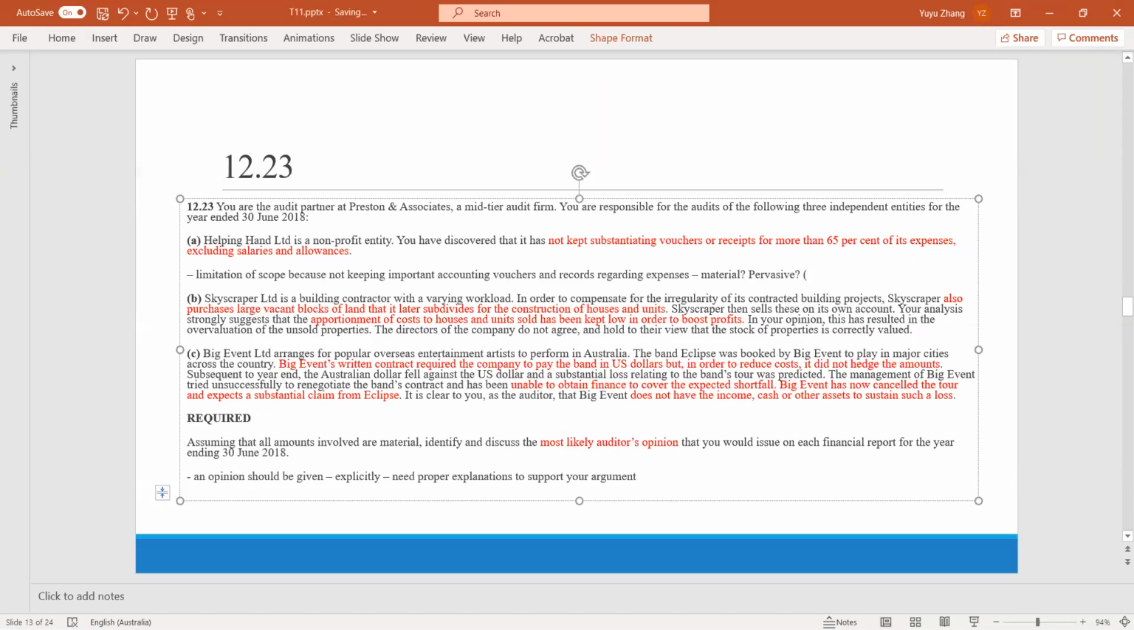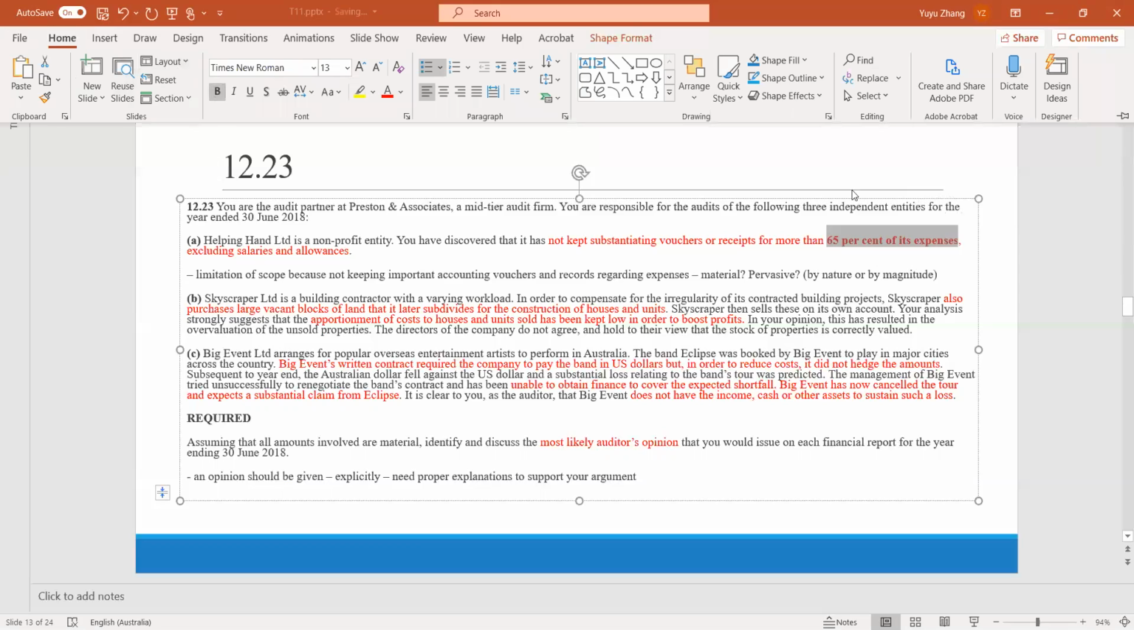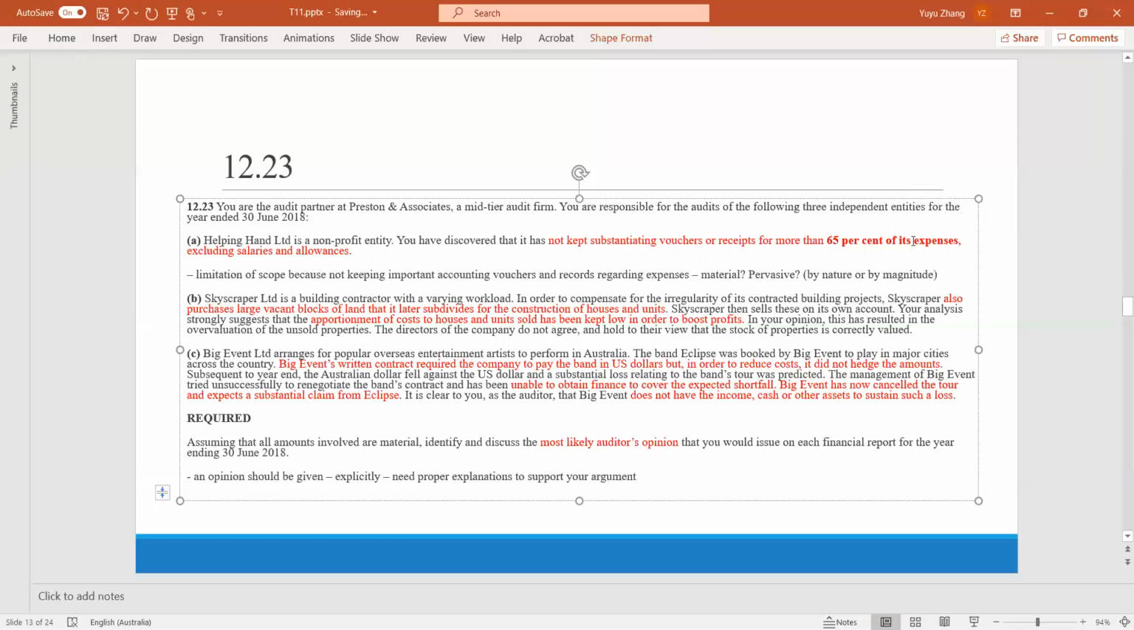Okay, so yearly when we evaluate the materiality or the pervasive level, we may think by nature or by magnitude. So let's first think about the magnitude. How much has been affected? 60% of the expenses. So apparently it is material. Is this also pervasive? It really depends how important the expense account is in this audit. Those expenses have been excluding the salaries and allowances, right?